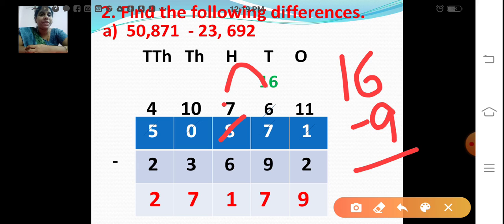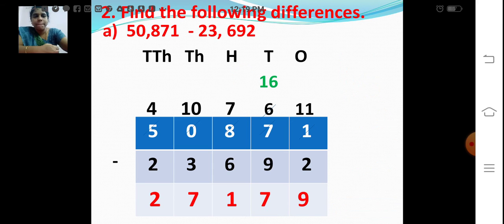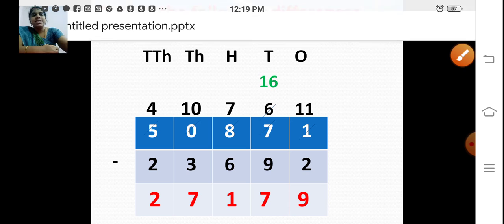We are going to subtract. That means I've given 100, that means 10 tens plus 6 tens, 16 tens minus 9 tens. 16 minus 9. Start from number 9, count forward till you reach 16. After 9: 10, 11, 12, 13, 14, 15, 16, 7. 16 minus 9 is 7. 7 tens. Now let's move on to the hundreds place.